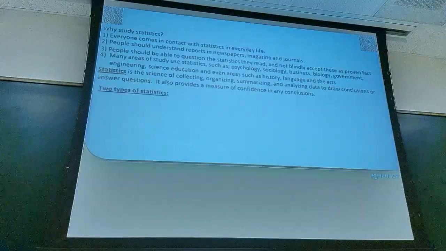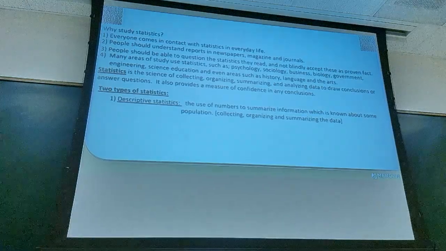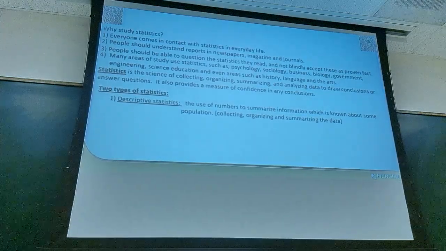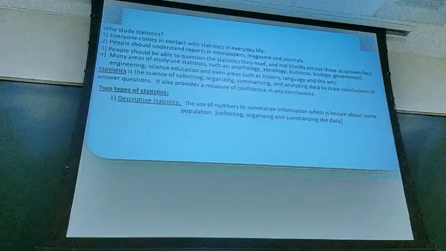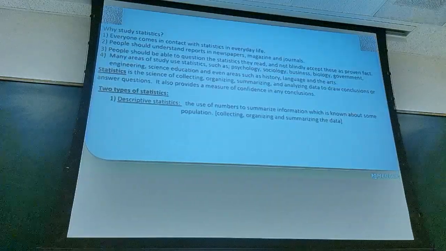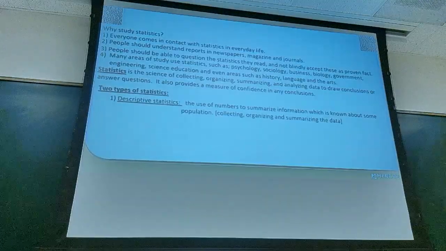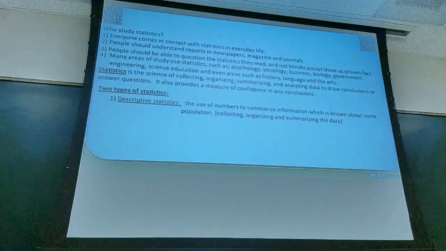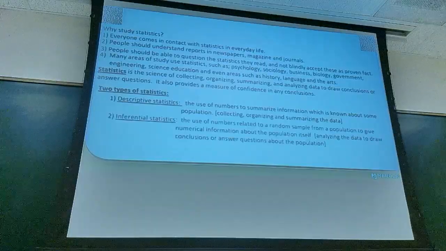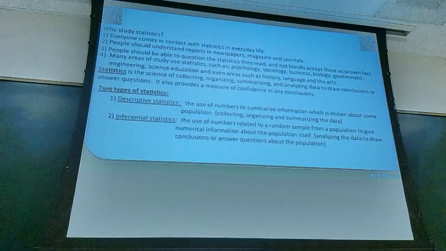Broadly speaking, there are two types of statistics. The first type is descriptive statistics. And this just summarizes a data set using numbers. Then you have inferential statistics, which is to use those numbers to draw a conclusion.